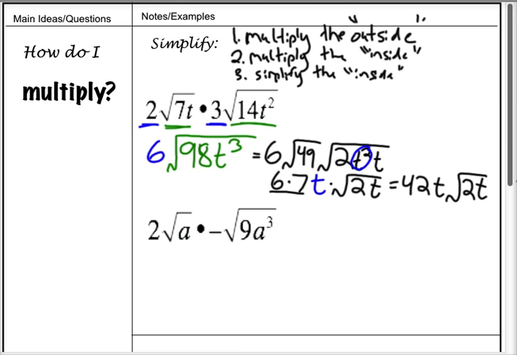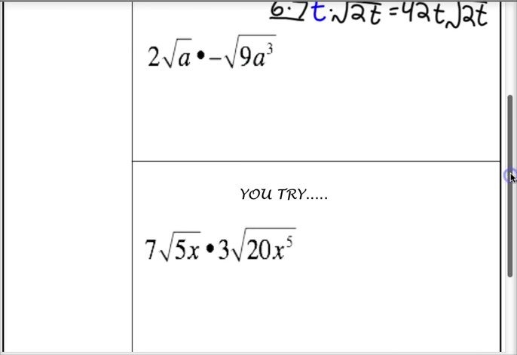All right, moving right along. So, our next one. First step, multiply the outsides. So 2 times -1, remember there's just a negative there, consider it to be a -1. So 2 times -1 gives us -2. Then on the inside, a and 9a cubed. So we have 9, and then a times a cubed, 1 plus 3, gives us a to the 4.